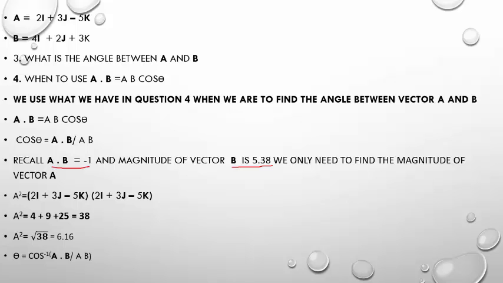So we simply say 2 times 2, which will give us 4, because we have i dot i, which will be 1. And if you multiply 2i by 3j, or 2i by minus 5k, that will be 0, because i dot j will be 0. Then 3j times 3j will give us 9, j dot j will be 1. Then minus 5 times minus 5 will give us plus 25. So we have it to be 38. So A squared is equal to 38, so A is the square root of 38, which will give us 6.16. Then we can input that into our equation.